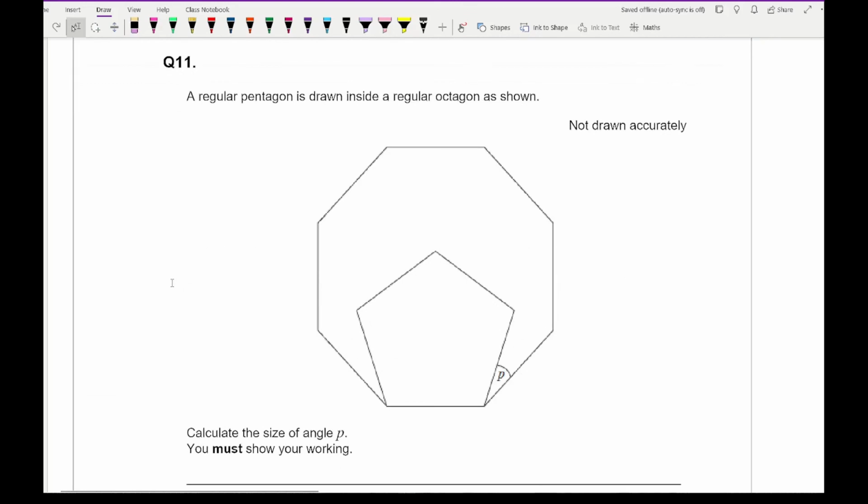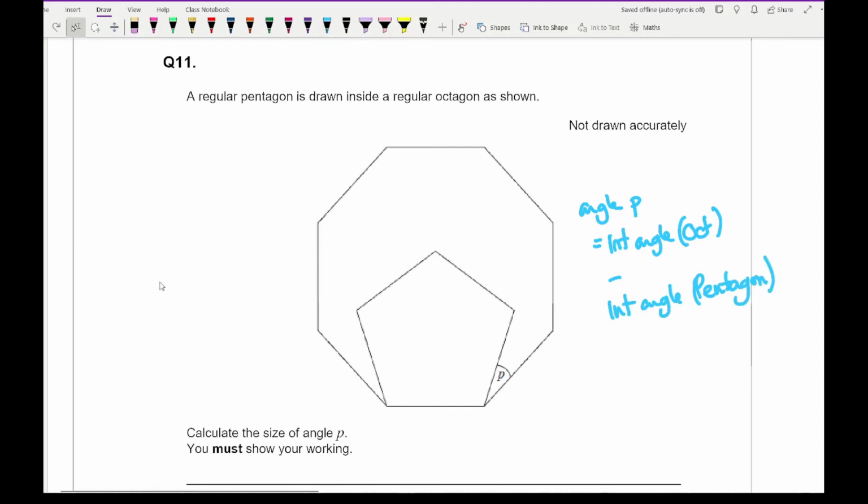Now moving on to question 11, it says that a regular pentagon is drawn inside a regular octagon as shown, and the question is asking us to work out the angle of P. Now, angle P is going to be equal to the interior angle of the octagon minus the interior angle of the pentagon. And so that's what I need to work out first.